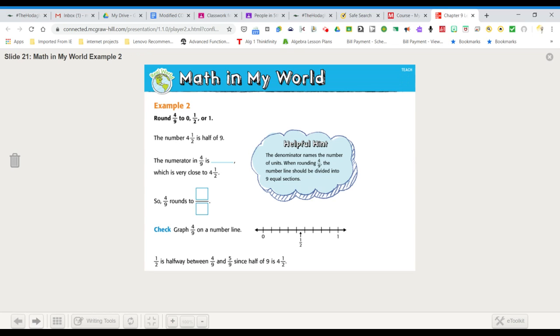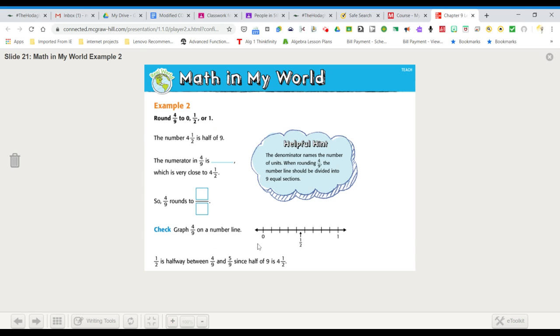Example 2. It says round 4/9 to 0, 1/2, or 1. The number 4.5 is half of 9. Well, 4 is pretty close to 4.5, don't you think? So the numerator in 4/9 is 4, which is really close to 4.5. So 4/9 would round to either 0, 1/2, or 1.